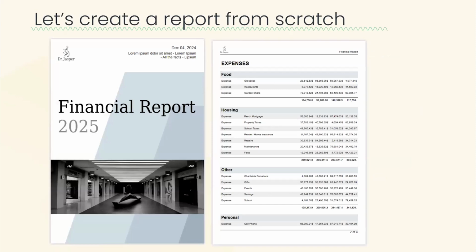To get a sense of what creating a report on the web looks like, we are going to create this fictional financial report where we have a cover and a table divided in sections with some totals and page numbers, and some graphical touches that we will see how to reproduce in JasperReports Web Studio. Okay, so let's start. I'm going to share my screen now.